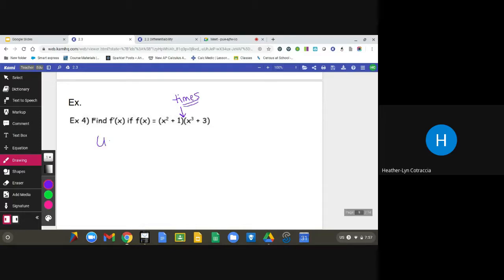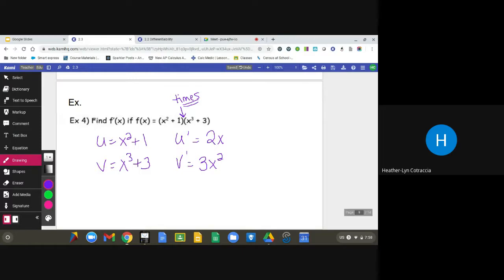So my u here is going to be x squared plus 1, and my v is going to be x cubed plus 3. So now we're going to use our power rules to find these derivatives. So x squared plus 1, the derivative is 2x. If you prefer 2x plus 0, you can say 2x plus 0. But you bring the 2 down, subtract 1, that gives me a 2x, and the derivative of a constant is always 0. The derivative of v is going to be 3x squared. Again, bring the 3 down and subtract 1 from the exponent.